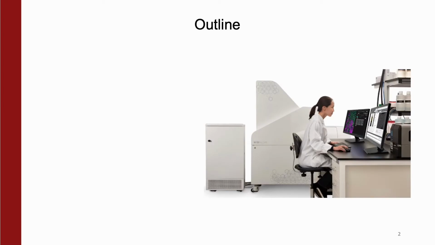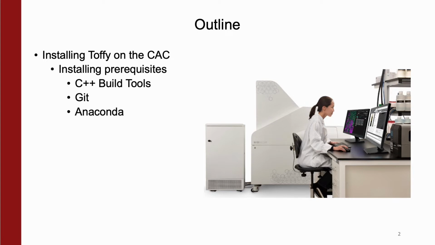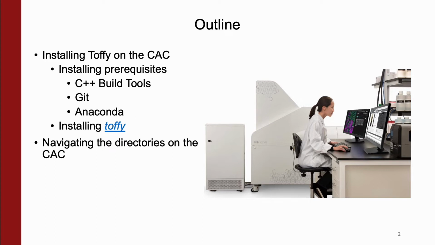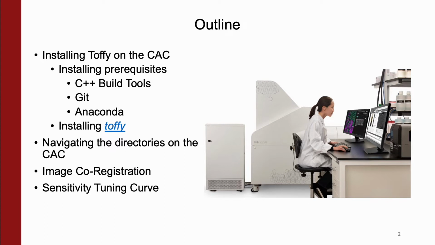To get started, we'll be installing Toffy on the CAC, but in order to do this, we need to install the following prerequisites: C++ build tools, Git, which is used to keep Toffy up to date, and Anaconda, which houses a lot of the extra libraries that Toffy uses. Next, we'll install the Toffy library itself. And then using Toffy, we'll be navigating the directories on the CAC that it creates. We'll be performing image co-registration, and then we'll be taking a look at the sensitivity tuning curve.